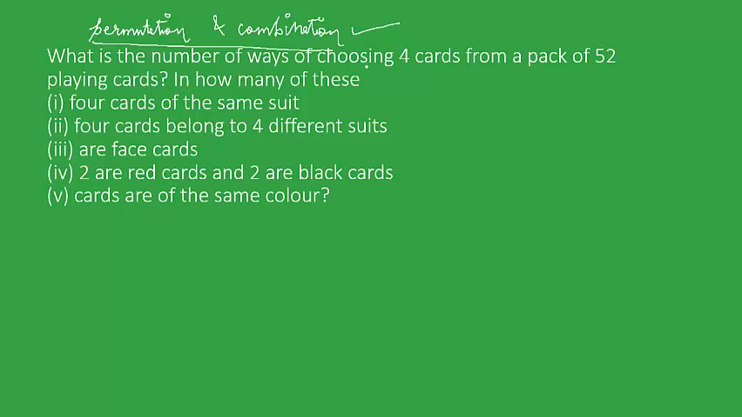We have a question where we have to choose 4 cards from a pack of 52 cards, and the 4 cards to be chosen have certain preferences as given. The first preference is that the 4 cards should be of the same suit. So we can choose the particular suit in 4 ways, that is 4C1, and after we have chosen the suit, we can choose any 4 cards in 13C4 ways, that is, any 4 cards from the 13 cards of a suit.